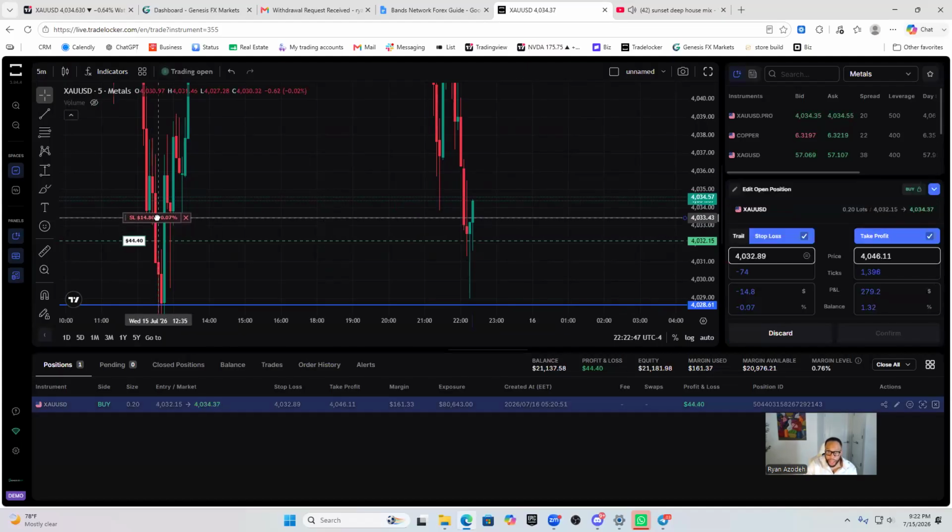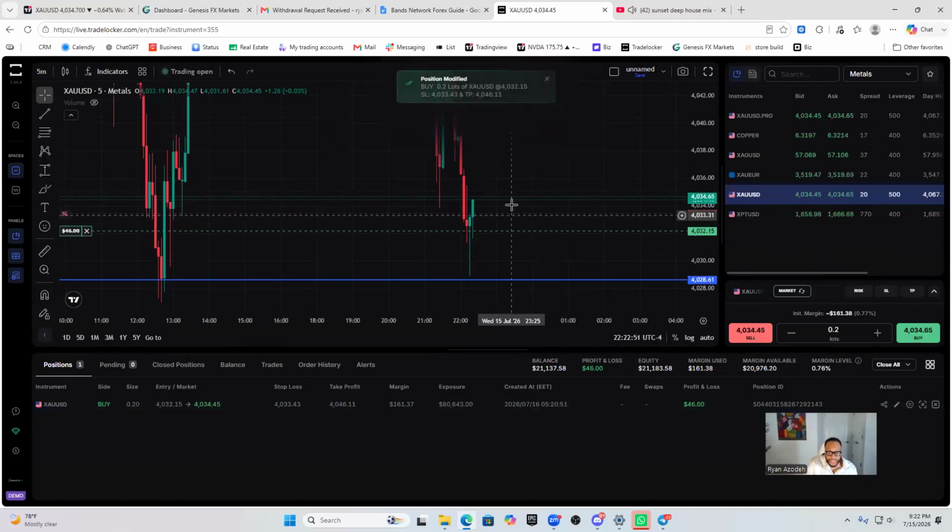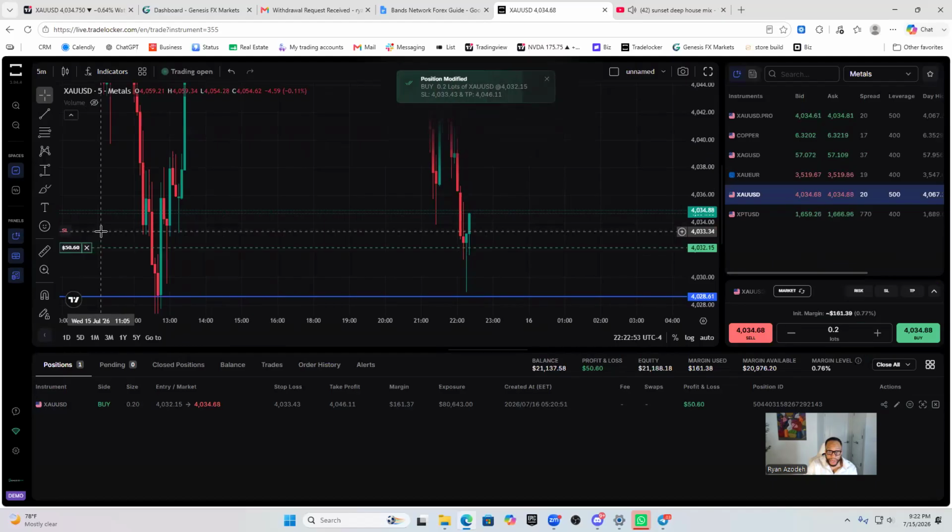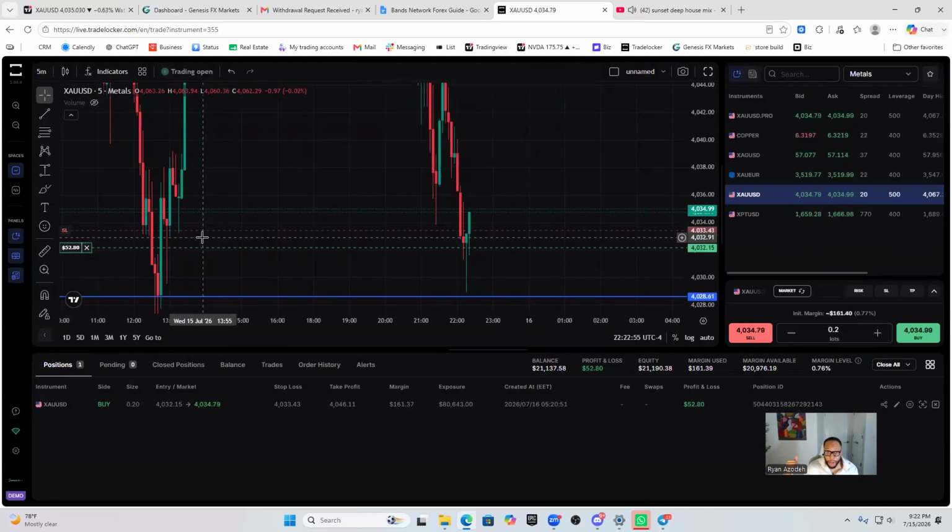Everybody trades differently. I would keep on trailing my stop loss, so I keep making more and more money. Now I can go take a walk, I can go walk my dog, because I know that I am secured in this trade. People's issue is when they're trading, they don't want to put up a stop loss.